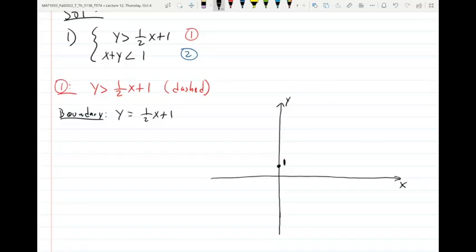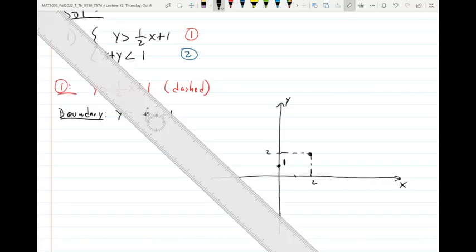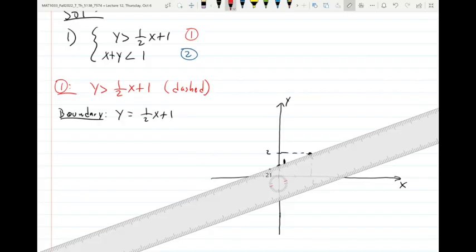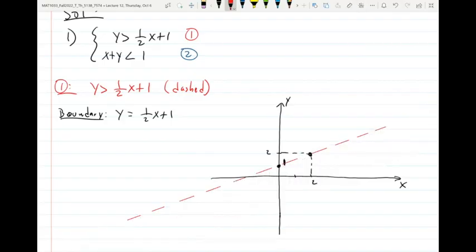And then for the other one, we're going to use the slope. Is the line going up or down? Up. So to find the next point, what do we do? One up, two to the right. Yes? So that would be 1, 2, and then 2 over here. So that's the point (2, 2). We have our 2 points. We draw a line. Remember, we need to draw a dashed line. Okay, good. Let me put here that this is the boundary line for number 1.